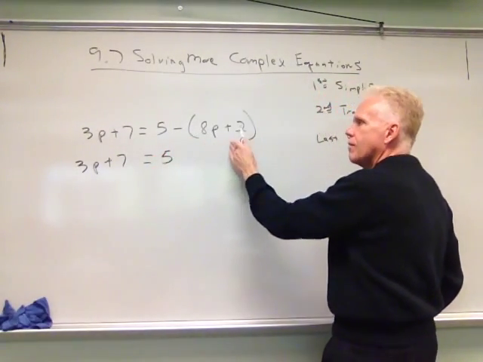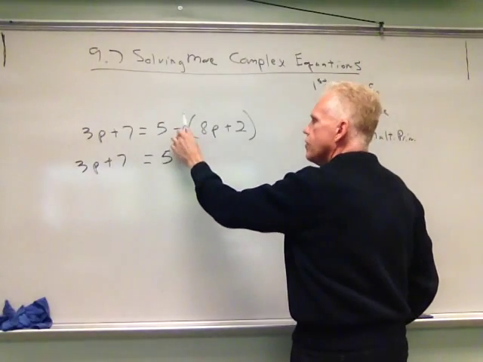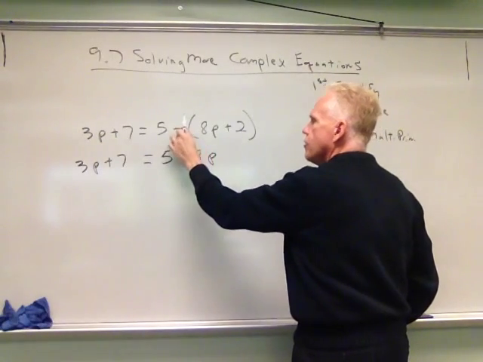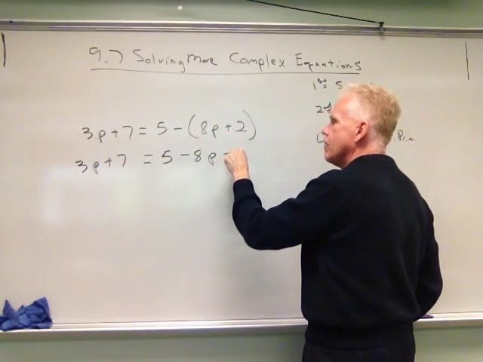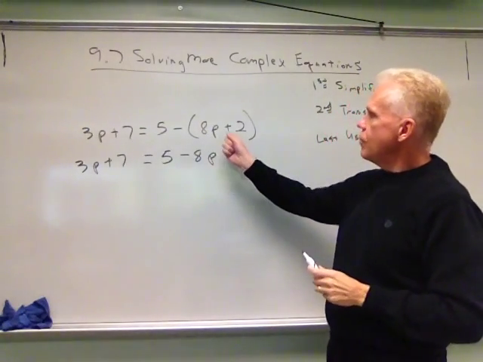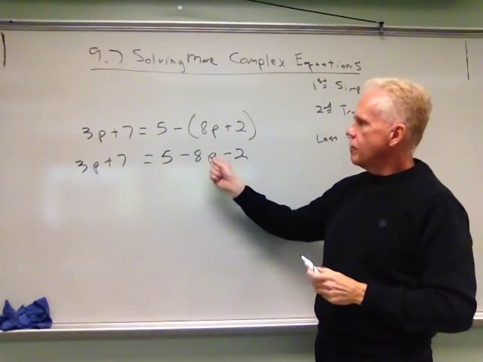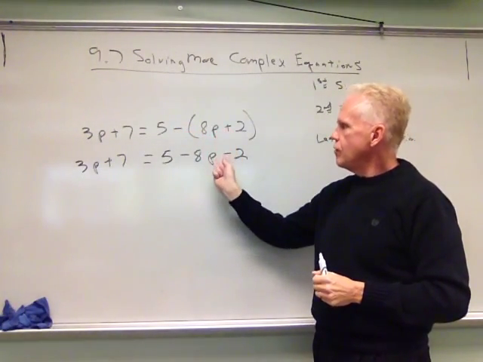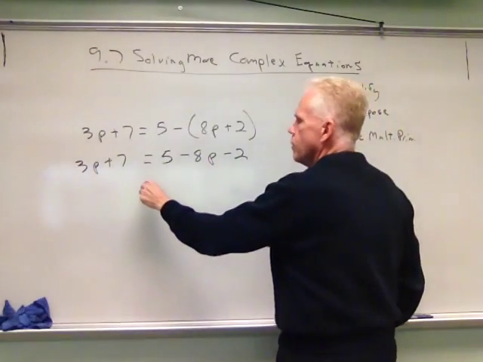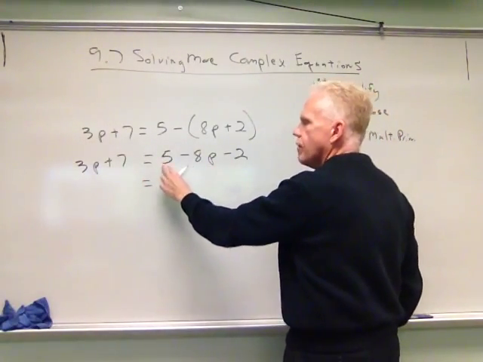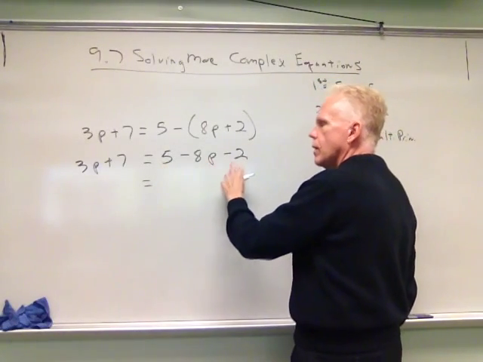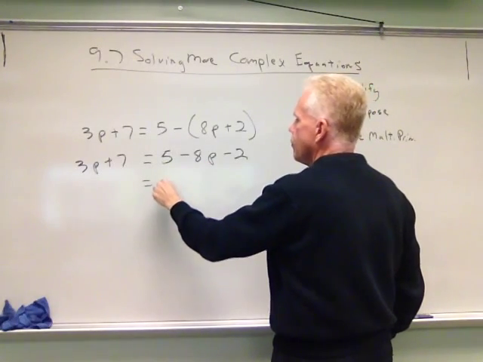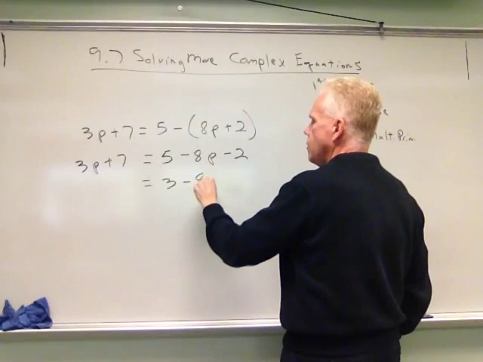I'll distribute the negative through the parentheses, and what will happen is this negative times this positive will give me a negative 8p, and then this negative times this positive will give me a negative 2. Now, a lot of people really miss that positive right there turning into a negative, but be careful with that. Negative times positive is negative. Negative times positive is negative. All right? We can simplify a little bit more over here on the right now. We can take the 5 and the negative 2, and so what we'll get out of that is a, what is that? A negative, that's a positive 3. It's a positive 3 minus 8p.